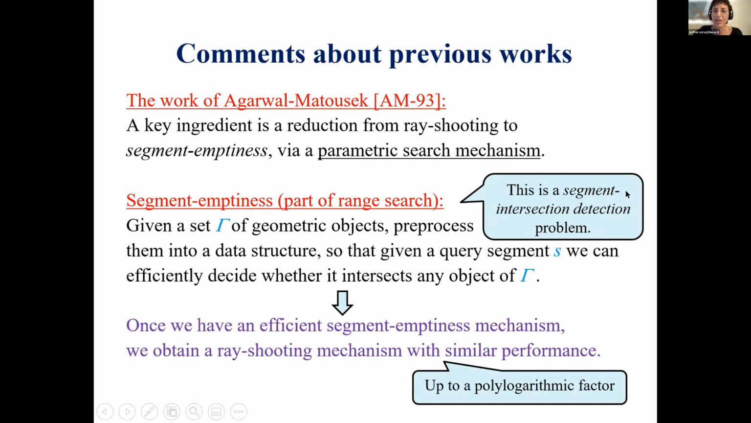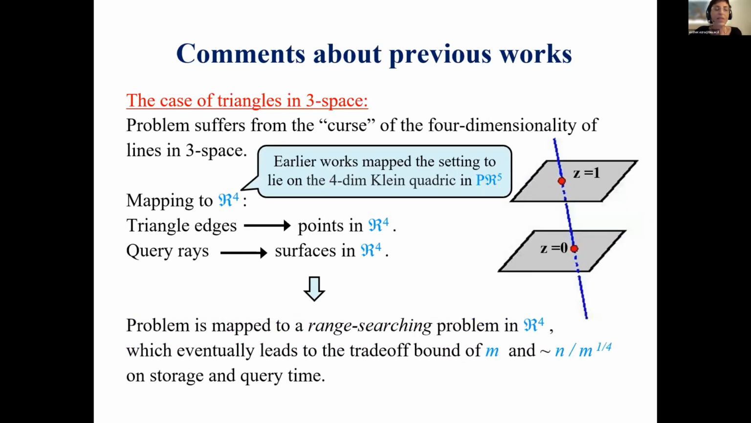Okay, so this is segment intersection detection. Some people call it segment emptiness. It has the same meaning. This implies that once we have an efficient segment emptiness mechanism, we can obtain an efficient ray-shooting mechanism. The performances are similar up to a polylogarithmic factor, which follows from the parametric search mechanism. All right. And what is the situation about triangles in 3 space?